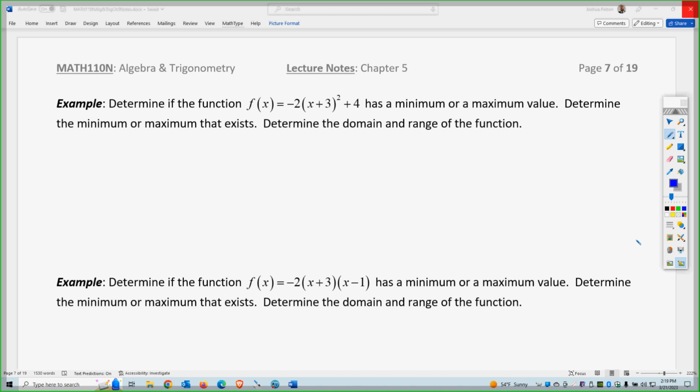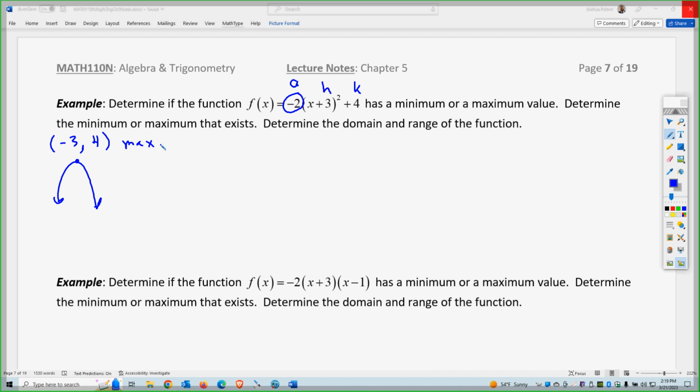So now we'll do min and max as if it's already in vertex form. If it's in vertex form, then this is our h and k, right? That tells us, since this is a negative a value, this goes down. So our vertex is negative 3, comma 4. So the location is negative 3, 4, and 4 is the maximum, right?